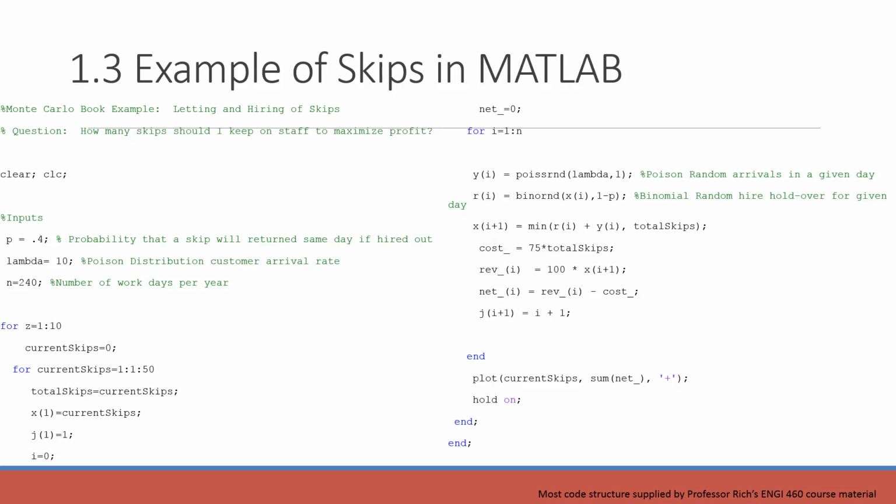So to walk through the code, which we walked through in class, basically we're given a probability that the skip will return the same day if it is hired out, a lambda value, and the number of work days per year. So what we're doing is we're looping through the current number of skips and setting that equal to the total number of skips, and going through random iterations of generating how many skips are going to be hired the next day versus how many are not going to be on hire, to determine the maximum revenue for the given system, and from this we obtain a plot.